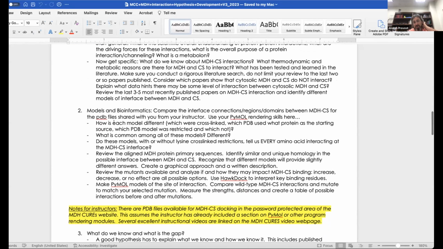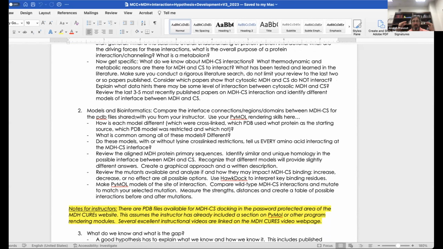And then that's where models in bioinformatics come in. Are you doing PyMOL? Are you doing ChimeraX? Are you using HawkDock, using other things? You don't necessarily have to dock things. We did for the interactions.